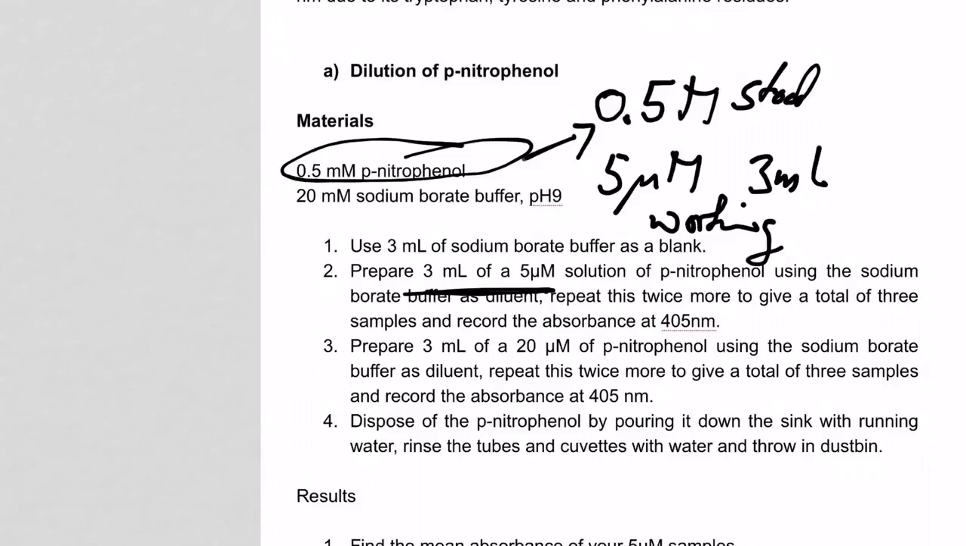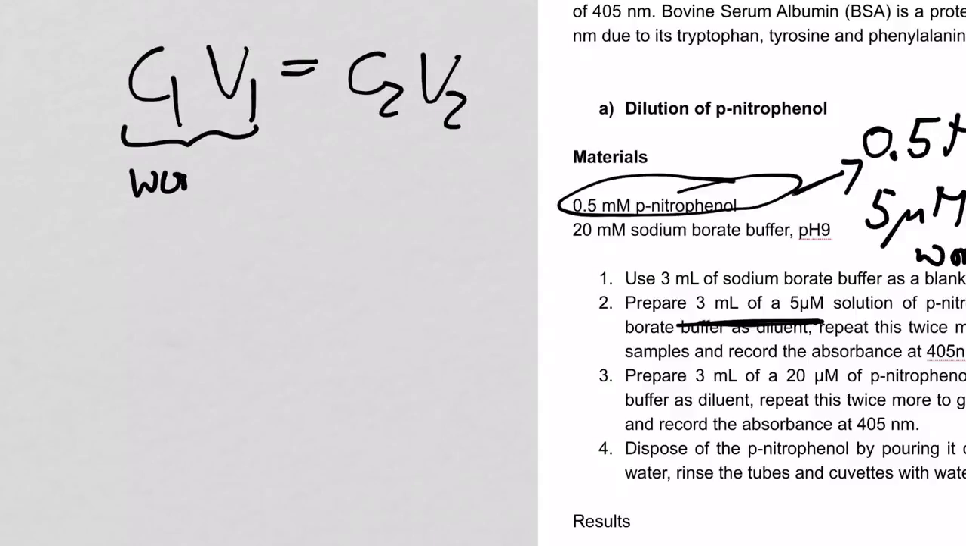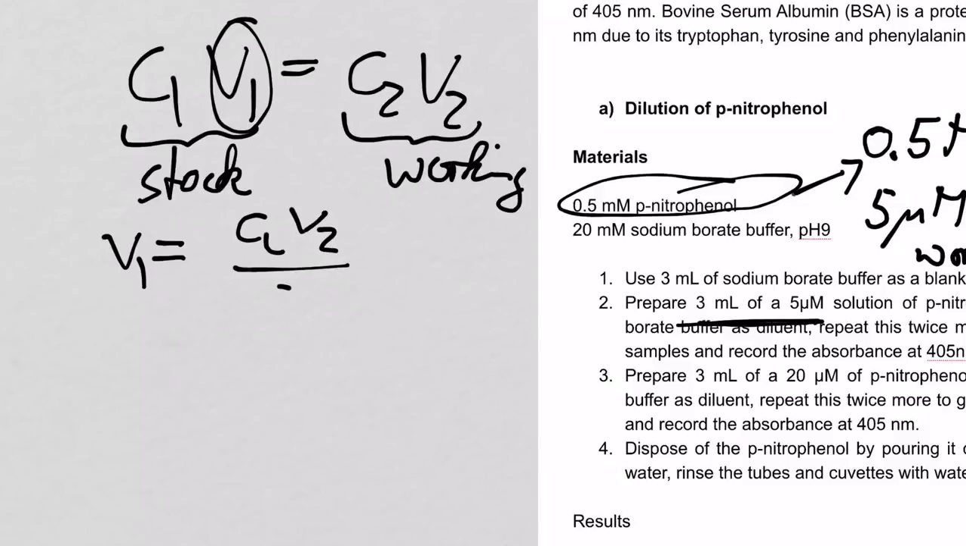Mm-hmm. So what was the equation for that? Yeah, loud? What was it? C1, yeah, exactly. So it's C1 V1 equals C2 V2. We say that's our, what do we do? That's our working solution. No, that's our stock solution. It doesn't matter which way around we do it. Stock solution, and that is our working solution. Basically, we want to know what is the volume of our stock solution. So what we do is V1 equals C2 V2 divided by C1.